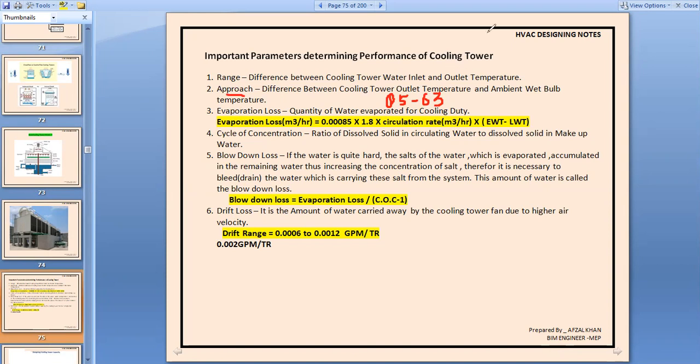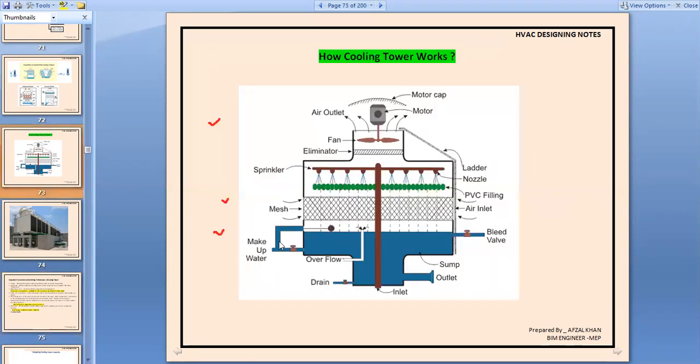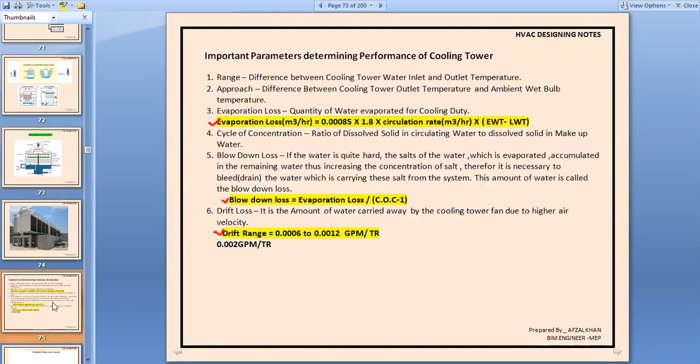Evaporation loss. Now see, I told you that there are three losses: evaporation loss, blowdown loss, and drift loss. In this cooling tower, you have to do two things. One is to calculate the capacity of the cooling tower. The second is to calculate the sump or makeup water tank capacity. To know the makeup water tank capacity, you must know how much water is lost. For the quantity of water being lost, we have these formulas: evaporation loss formula, blowdown loss formula, and drift loss.